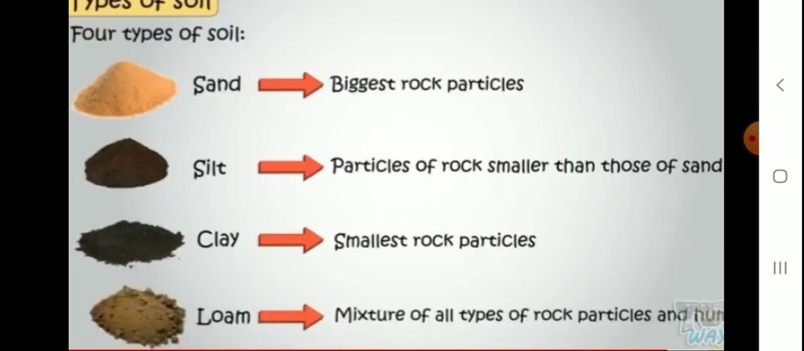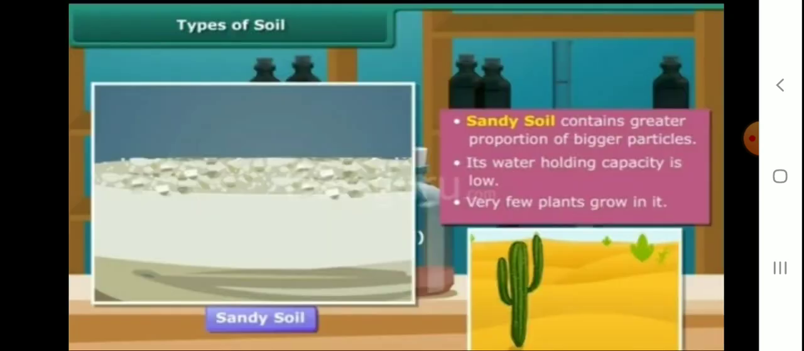Types of soil. There are basically four types of soil: sand, silt, clay, and loam. Sand is the biggest rock particles. Silt is particles of rock smaller than those of the sand. Clay is the smallest rock particles. And loam is the mixture of all types of rock particles and humus.